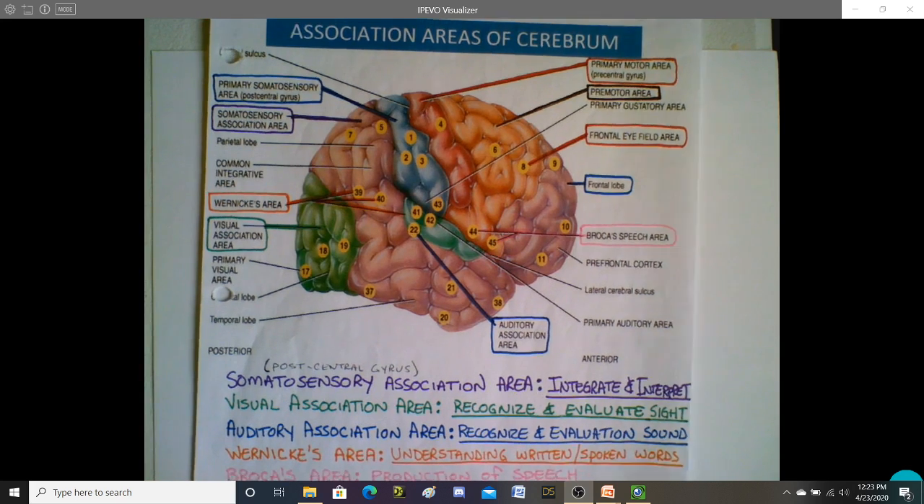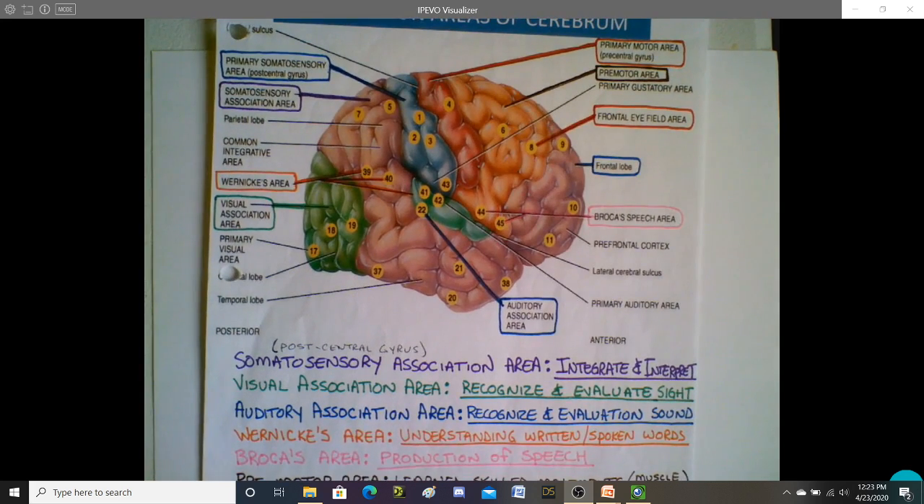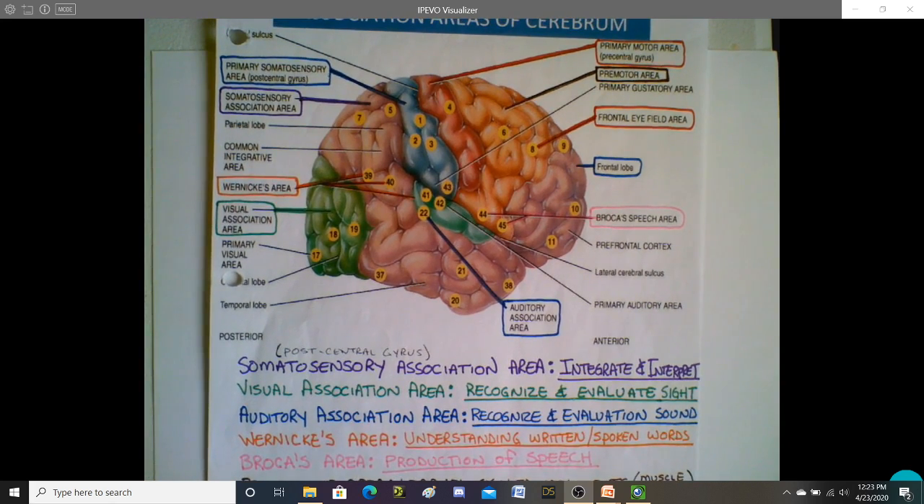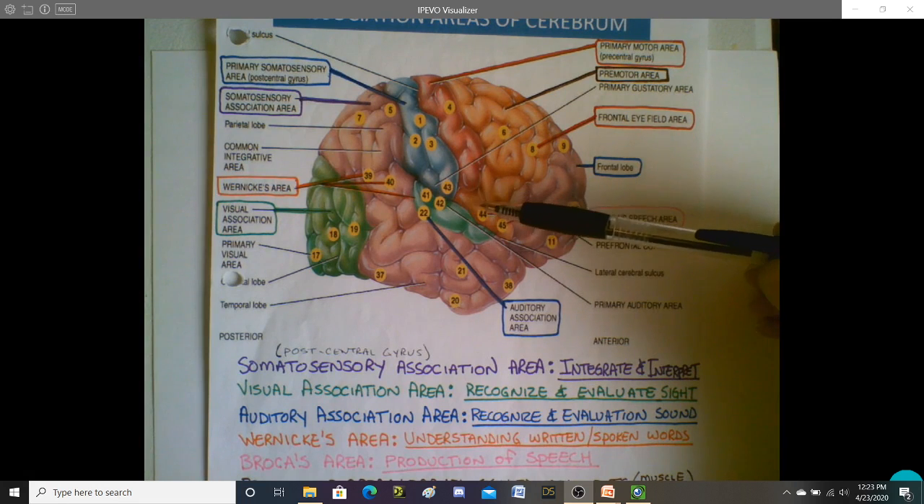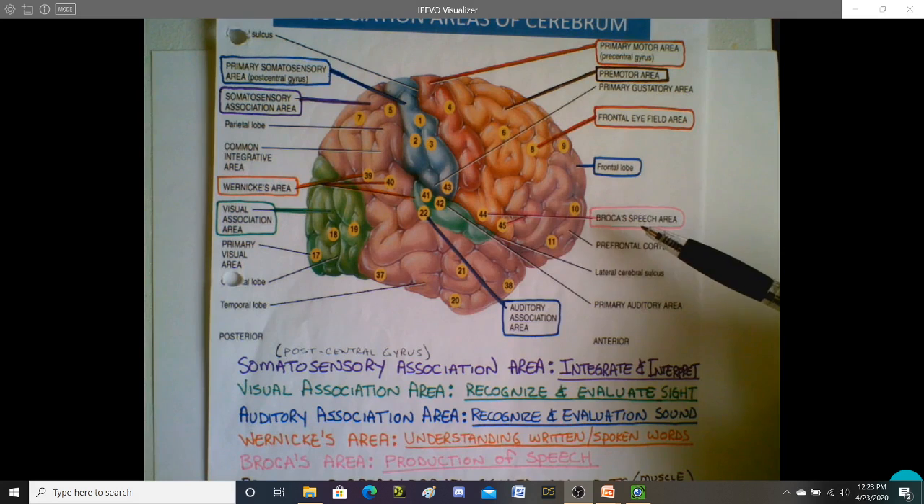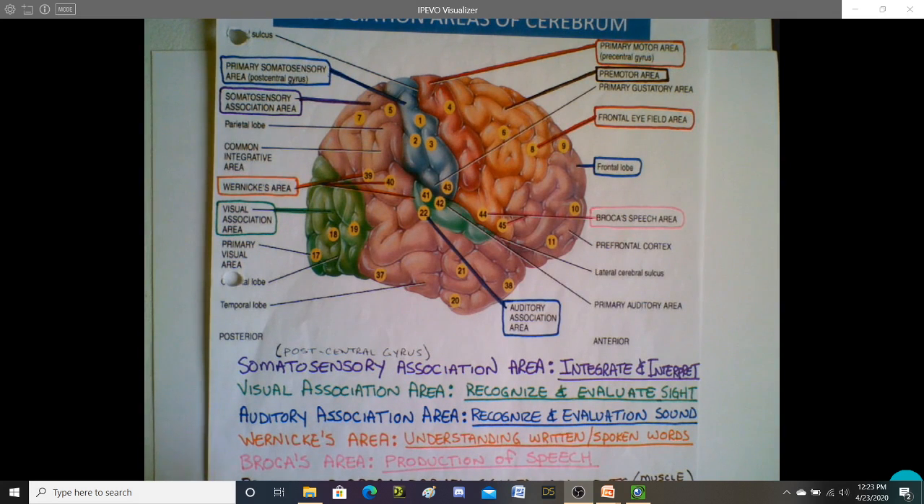Now, related to that is an area called Broca's area. Broca's area is located right here on our frontal lobe. So this is part of the frontal lobe. Broca's area is for speech. So it is going to be a motor area that allows you to form words and use speech. So, like right now, I'm using my Broca's area.